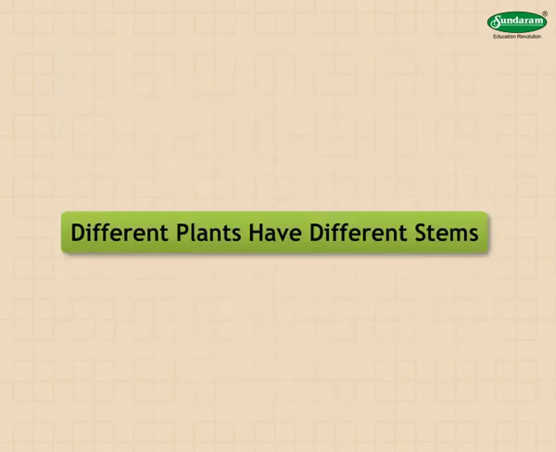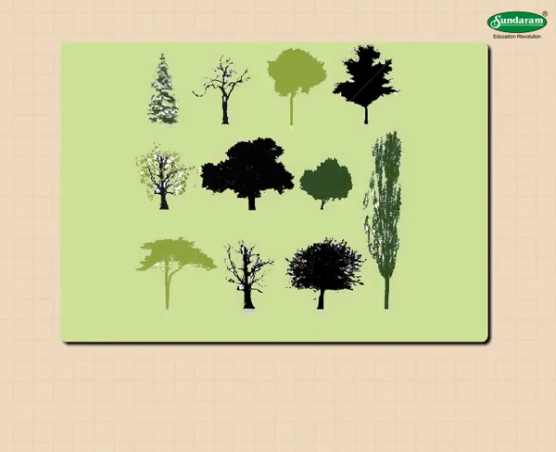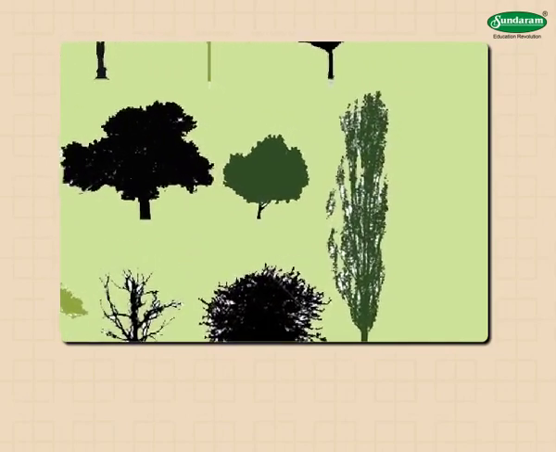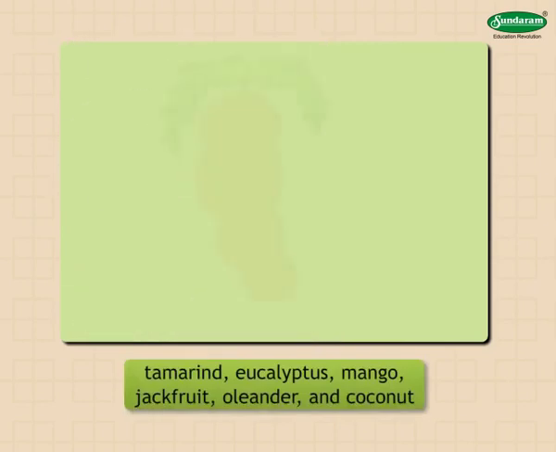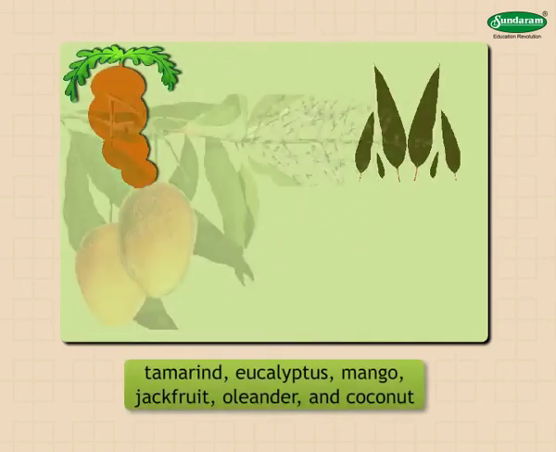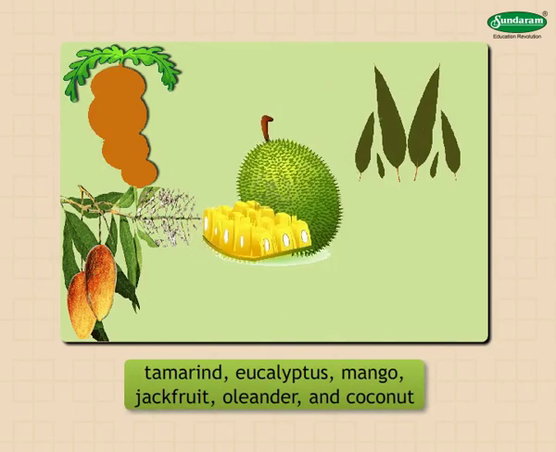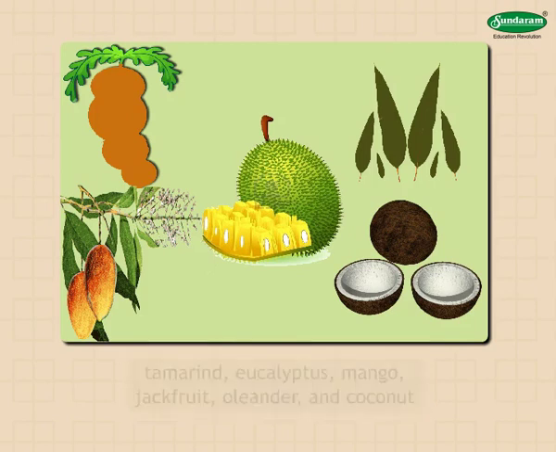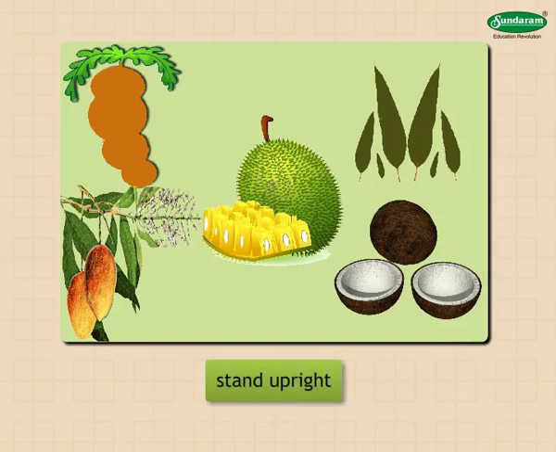Different plants have different stems. Try this. Observe the stems of some plants like the tamarind, eucalyptus, mango, jackfruit, oleander, and coconut. The stems of these plants are also not all alike. The stems of some plants stand upright. Some plants grow tall.